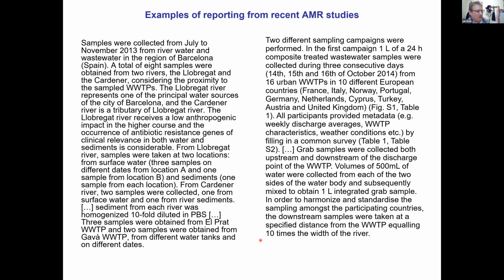Okay, so I guess you can see that within about the same number of words, there's a lot more detailed information on the right-hand example, despite the fact that it is a more complicated thing to coordinate 10 different countries and 16 different treatment plants. It seems like a very well organized sampling campaign and clearly described. Whereas here there aren't many samples sometimes.